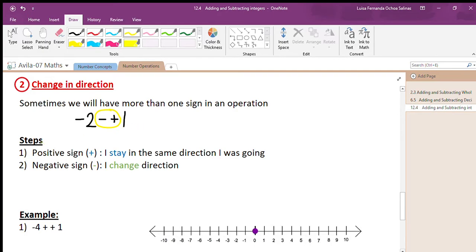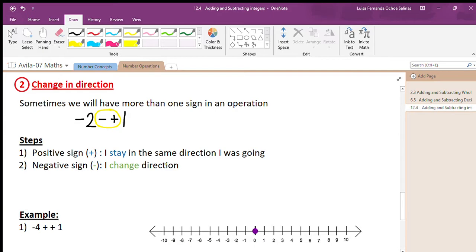So the steps: we follow the same steps that we saw in section 1, but additionally, if we have a positive sign, we stay in the same direction I was going. But if I see a negative sign, I have to change direction. So let's do some examples because that will help us to clarify things.